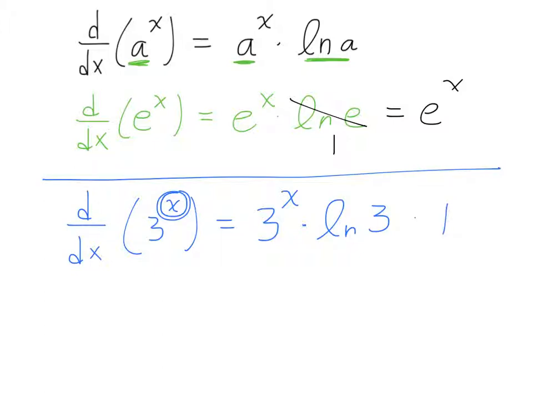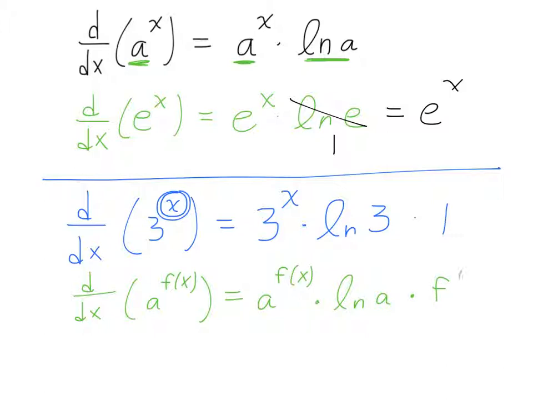So if we were to generalize here a little bit, if we were to take the derivative of a to some function, call it f of x, because again it's not usually just going to be a plain x, we're going to get the same thing back, so a raised to that function times the natural log of the base, which in this case would be a, and then we have to chain along the derivative of the power, which would be f prime of x. So let's look at another example.